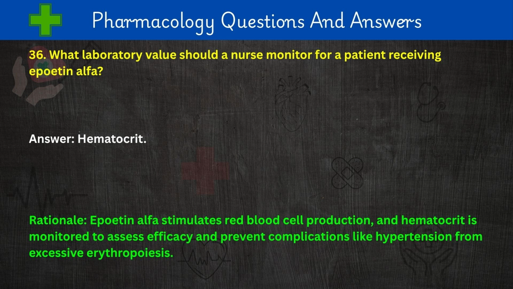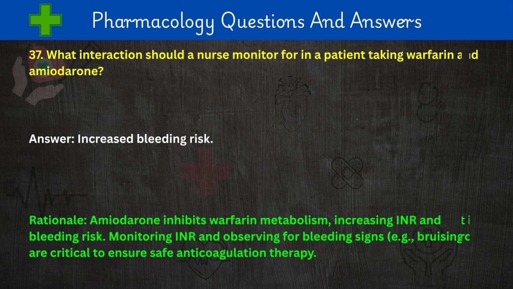36. What laboratory value should a nurse monitor for a patient receiving epoetin alfa? Answer: hematocrit. Rationale: epoetin alfa stimulates red blood cell production, and hematocrit is monitored to assess efficacy and prevent complications like hypertension from excessive erythropoiesis.